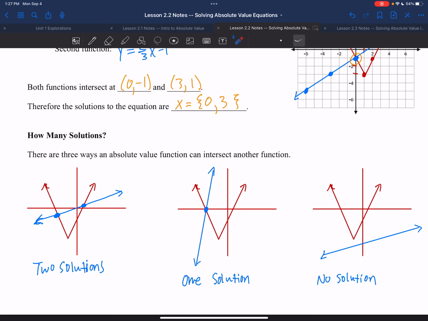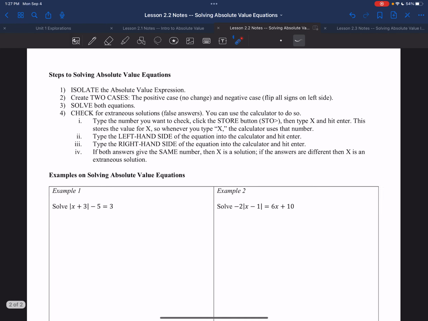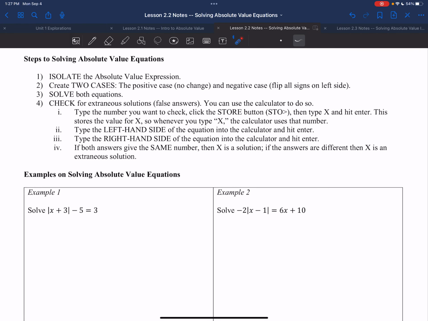Okay? All right. So steps to solving an absolute value equation. So the idea is we're either going to have two solutions, one solution, or no solutions. And we are usually going to get two answers, but that doesn't mean both answers work. So here's the general steps.